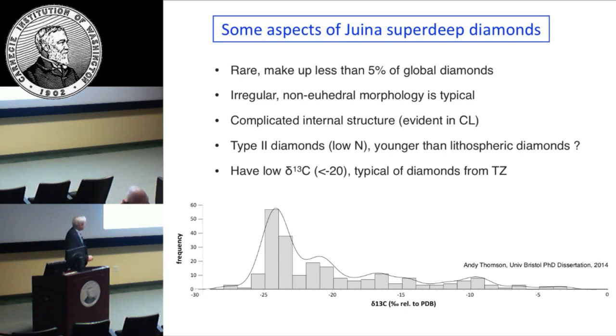So here's Andy Thompson's 80 diamonds he looked at for his PhD thesis. And you can see that here's the mantle here at -5. This is delta 13 carbon. Most of the diamonds he looked at are between -20 and -25. That's pretty amazing.